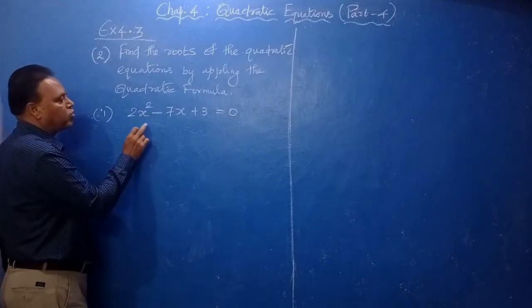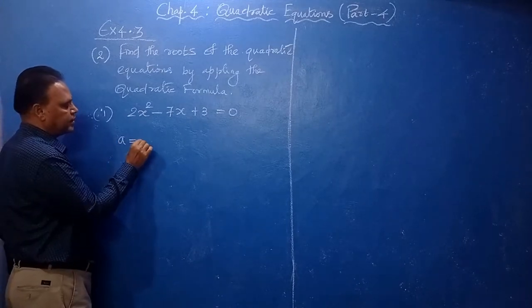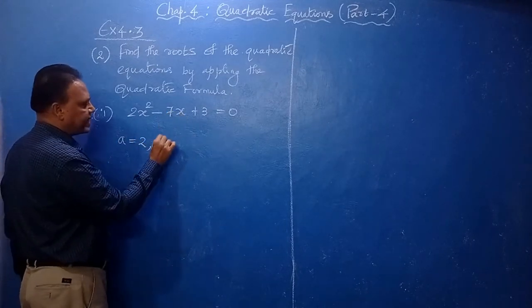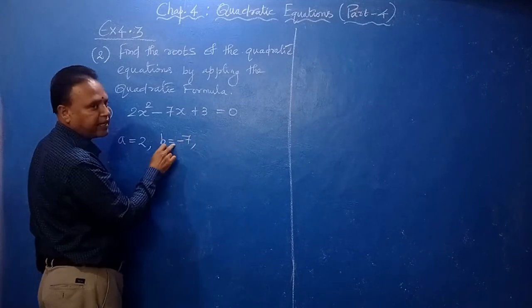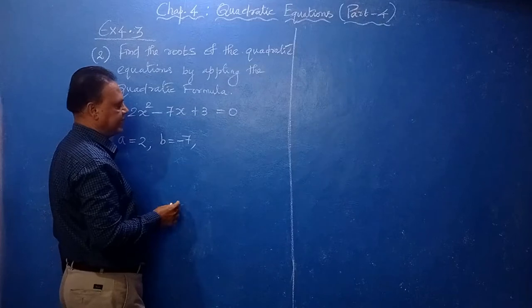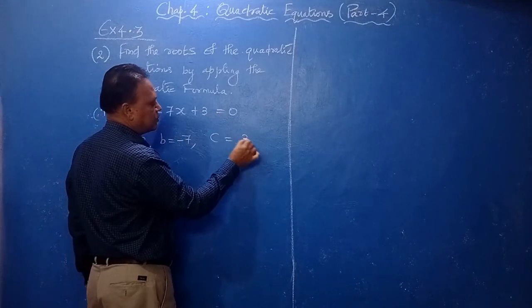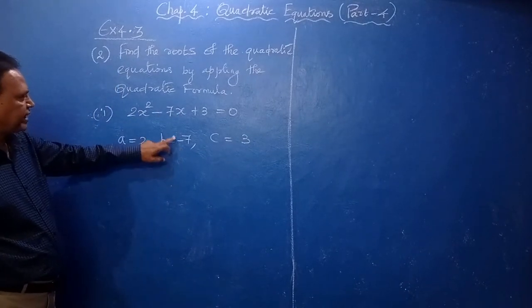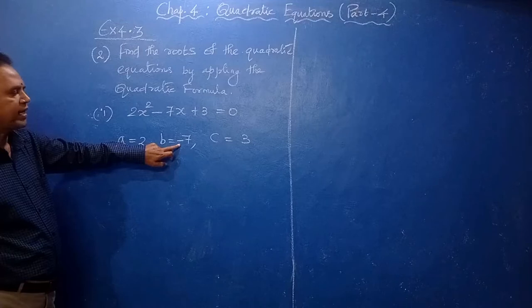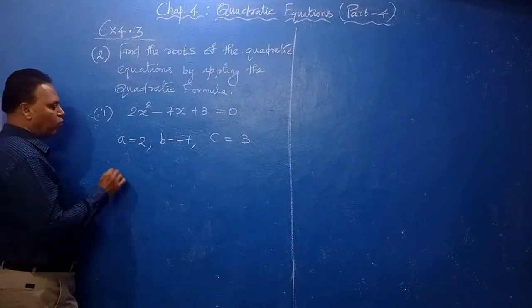So first, what you have to do is identify a, the x square coefficient, that is 2. What is b, the x coefficient? You have to compare with the standard form of the quadratic equation here. And c is plus 3, right? So the sign is very important. Clear? When it is a negative sign, you have to write it here. Sign is very important. Now what is the formula?